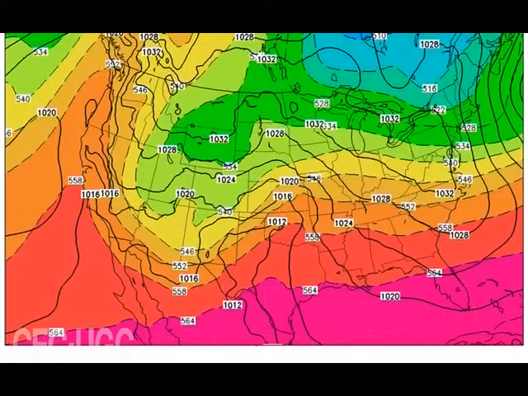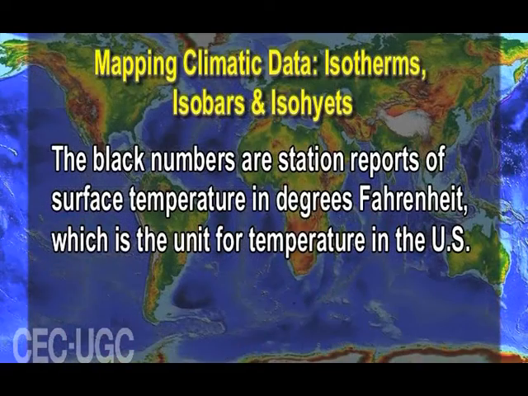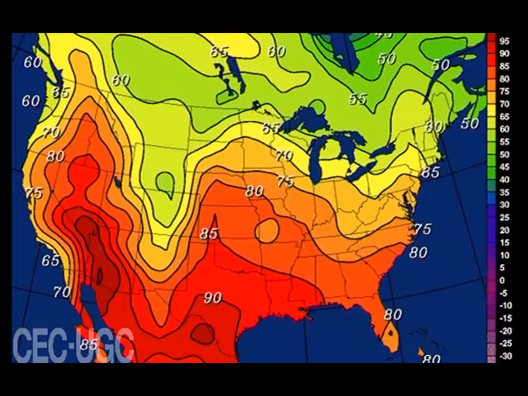Isotherms. A line connecting points of equal temperature is called an isotherm. That means at every point along a given isotherm, the values of temperature are the same. Isotherms are represented by dashed orange contours in the weather map. The black numbers are station reports of surface temperature in degrees Fahrenheit, which is the unit for temperature in the US. Most other nations of the world use Celsius.